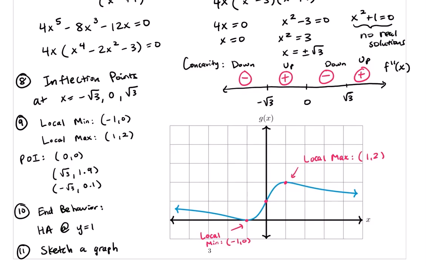Oh, I think I have a typo. My point of inflection should have been at 0, 1, not 0, 0. So this is both our y-intercept, and it's also a point of inflection. So note there that the concavity is changing there. And then we have another point of inflection at square root of 3, 1.9. So that's about here. That's a point of inflection. And then we have another point of inflection that's about right there.